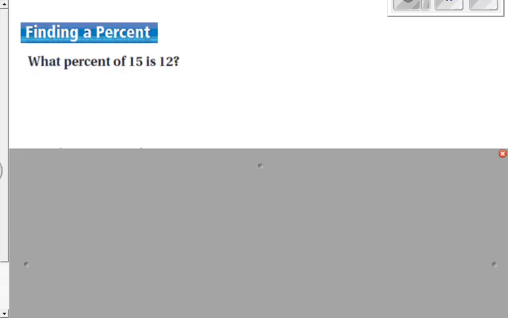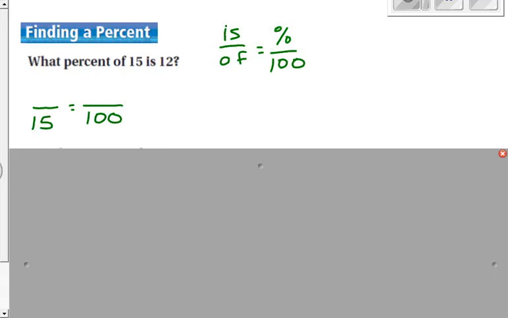So I'm first going to write is over of equals percent over 100 to remind me of where I need to put our numbers. So I'm going to rewrite this, leave my blanks, and put 100 in the bottom right. It says what percent of 15? They're telling us that 15 is going to be our of, so that's going to go on our bottom left. And then it says is 12. So 12 is our is word, so we're going to put 12 over top, and then we're going to write P for percent.